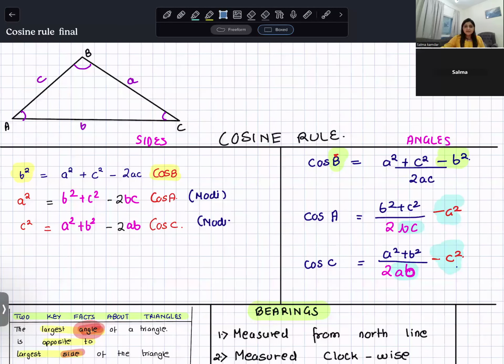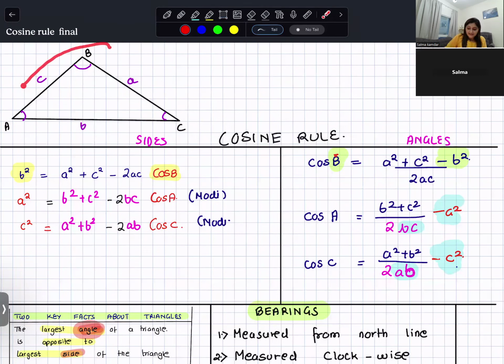Hi everyone. Today we are going to learn the cosine rule of trigonometric ratios. Please understand that you use the sine rule or the cosine rule only when we have a non-right angle triangle. That is for the normal triangle.